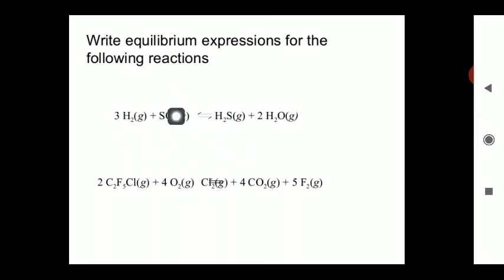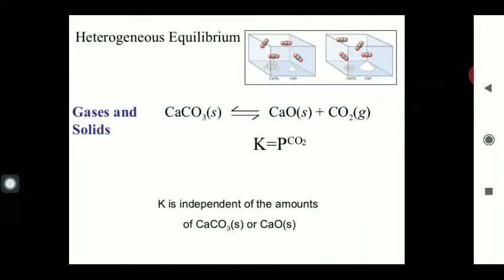The H2 molar concentration raised to the power 3 and this H2S concentration raised to the power 1, upon the H2 concentration raised to the power 3 and SO2 concentration, raised to their stoichiometric coefficients. So this is a simple way to write the equilibrium constant for the following reaction.